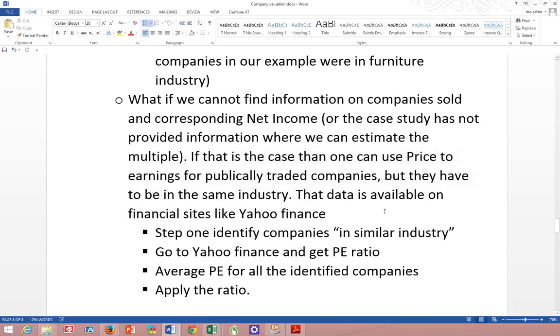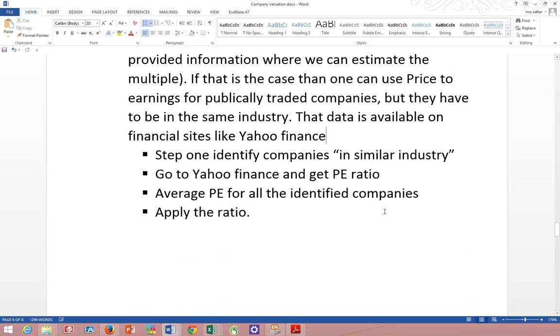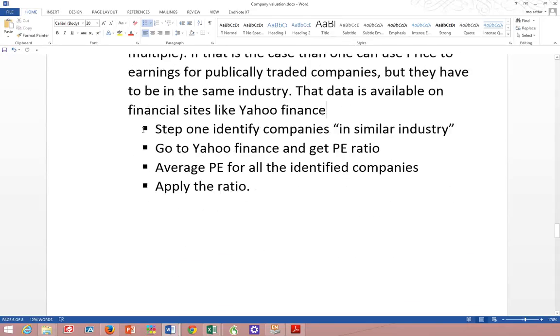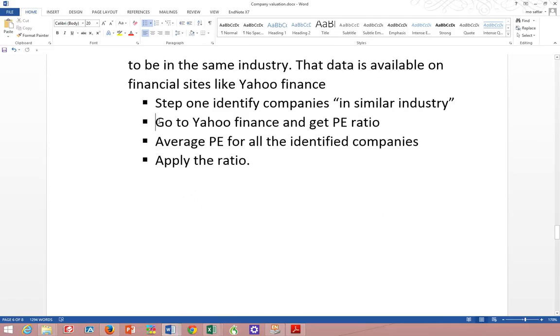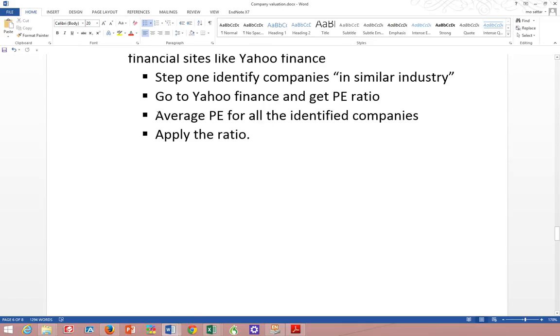And you can find this on Yahoo Finance, okay, or Google Finance, but I will use Yahoo Finance as an example. So step 1 will be identify companies in similar industry. Let's say you're looking at furniture companies, you're going to find Ethan Allen and other companies like that. You're going to go to Yahoo Finance and get the PE ratio, and I'll show you what it will look like in a second. And then you look at a few other companies, 3 or 4 furniture companies, and you look at PE for each one of them, and you average it. So you identify 4 or 5 companies, or at least 2 or 3 companies, and you average it. And once you have the ratio, you can apply that ratio to the earnings of the target, the company we're investigating.